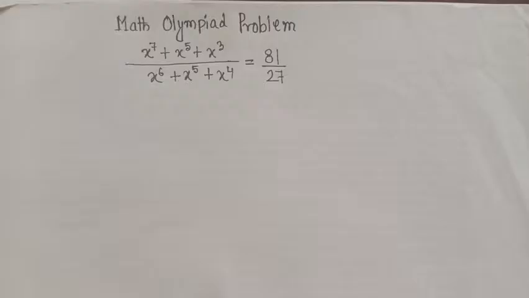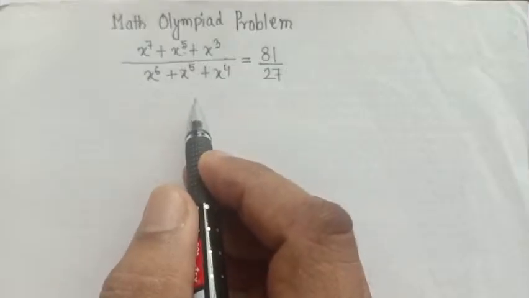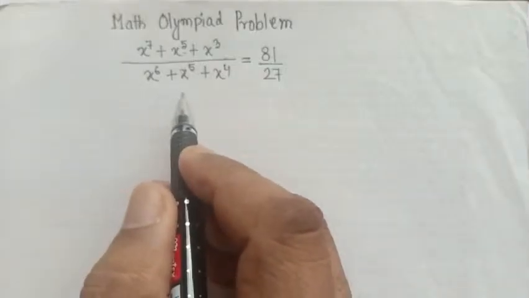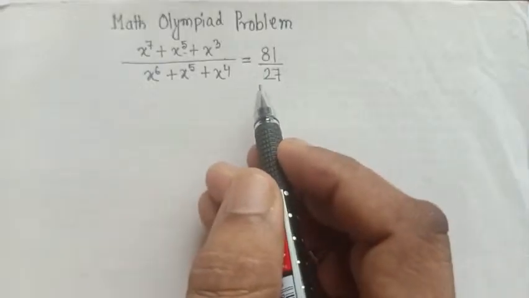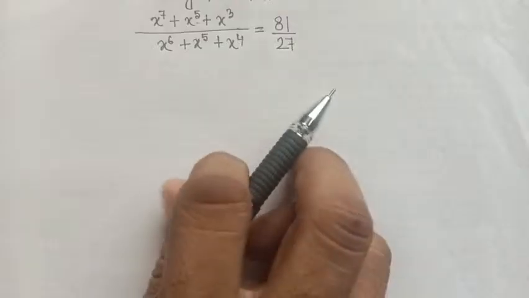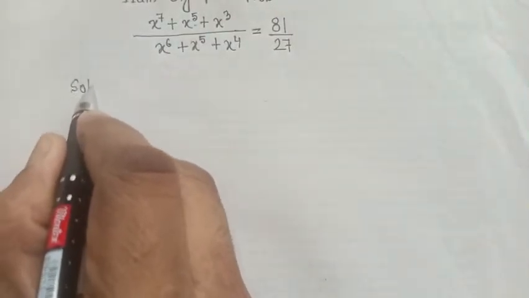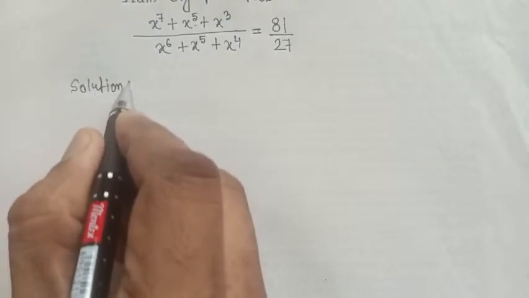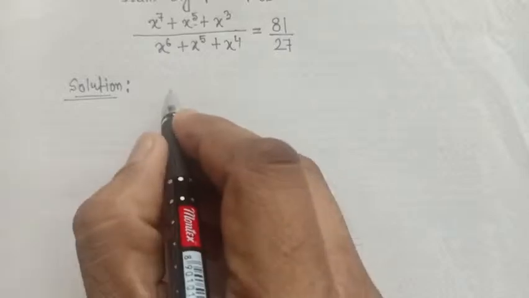Today we are going to solve another exponential equation, that is (x to the power 7 plus x to the power 5 plus x cubed) by (x to the power 6 plus x to the power 5 plus x to the power 4) is equal to 81 by 27. So let's start this. We have started to find out the solution or value of x.